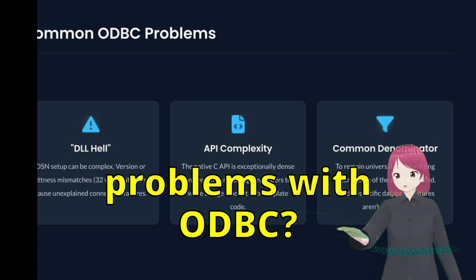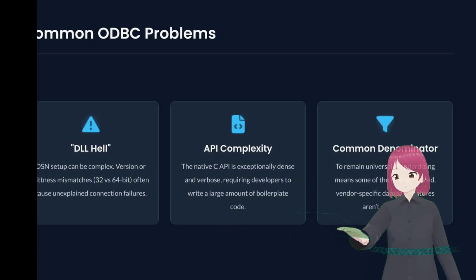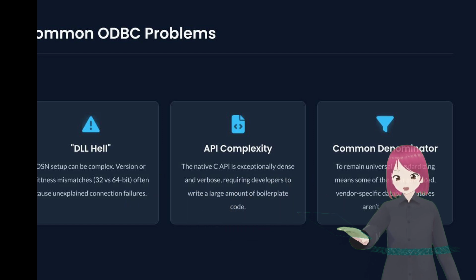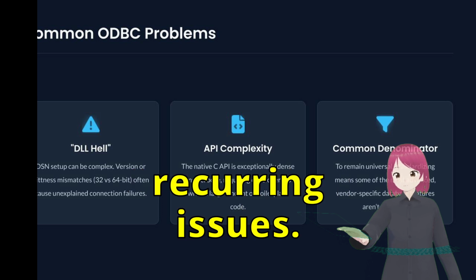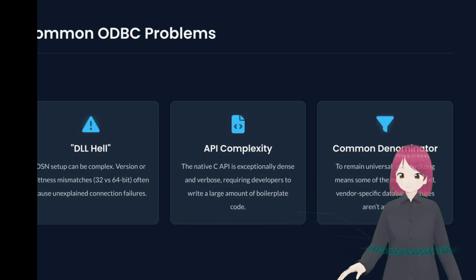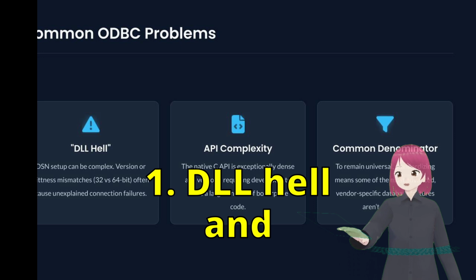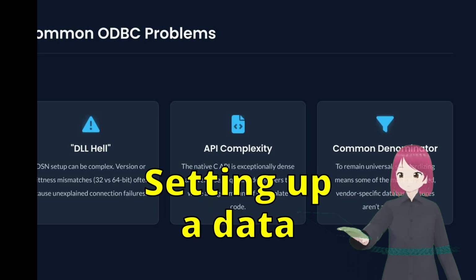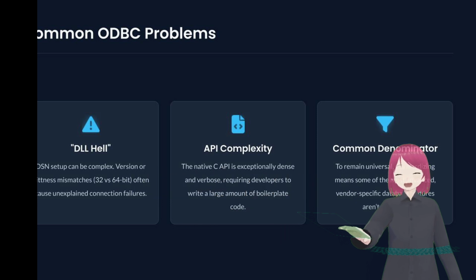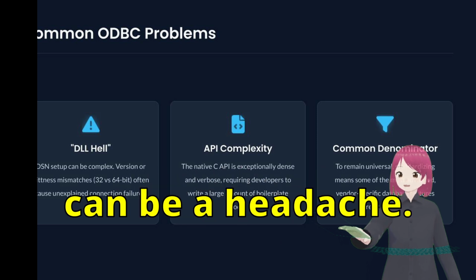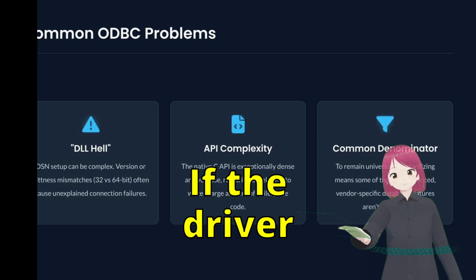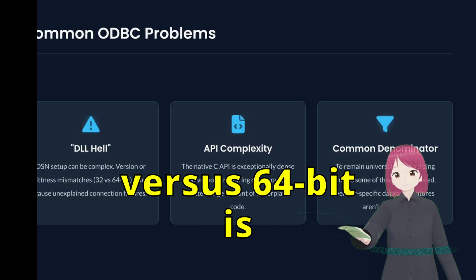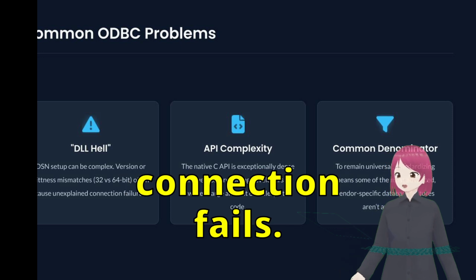What are the problems with ODBC? Despite its ubiquity, ODBC isn't perfect. Critics often point to these recurring issues. 1. DLL hell and configuration. Setting up a data source name, DSN, on a local machine can be a headache. If the driver versions don't match or the bitness, 32-bit versus 64-bit, is wrong, the connection fails.